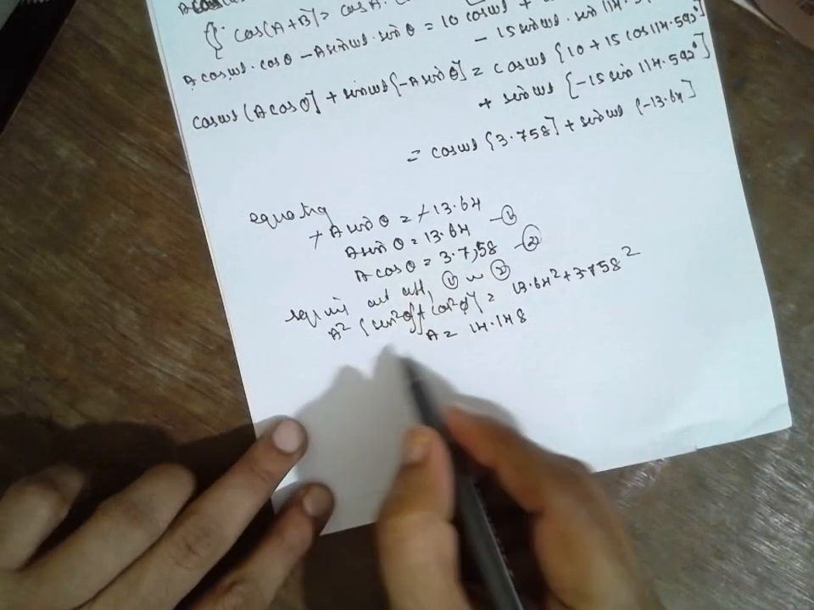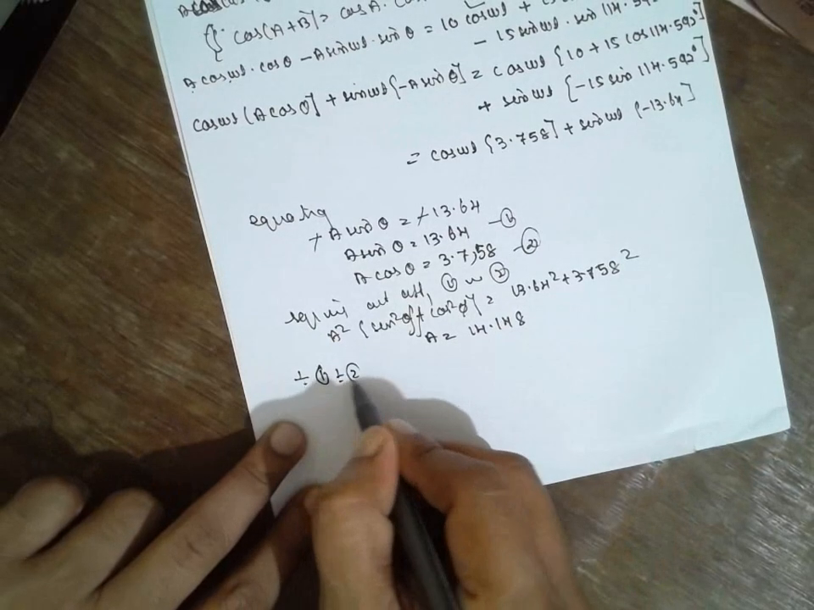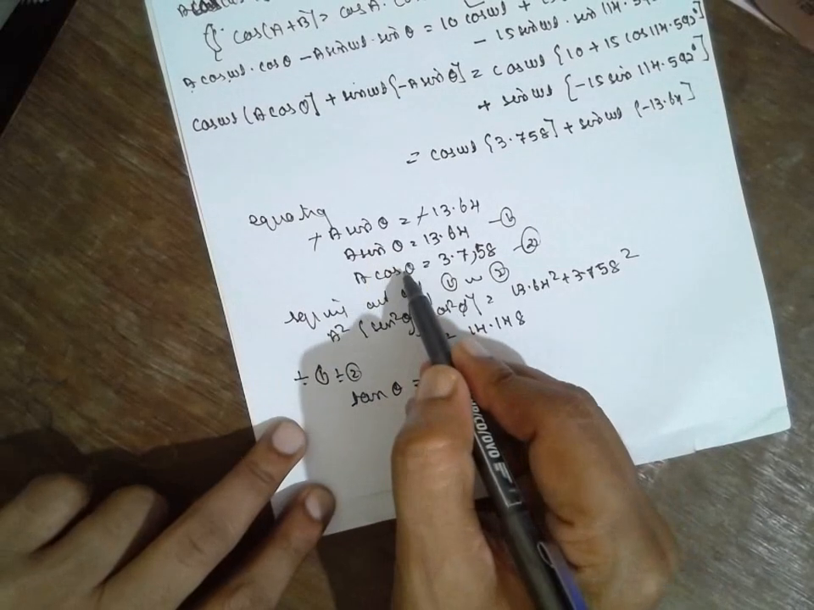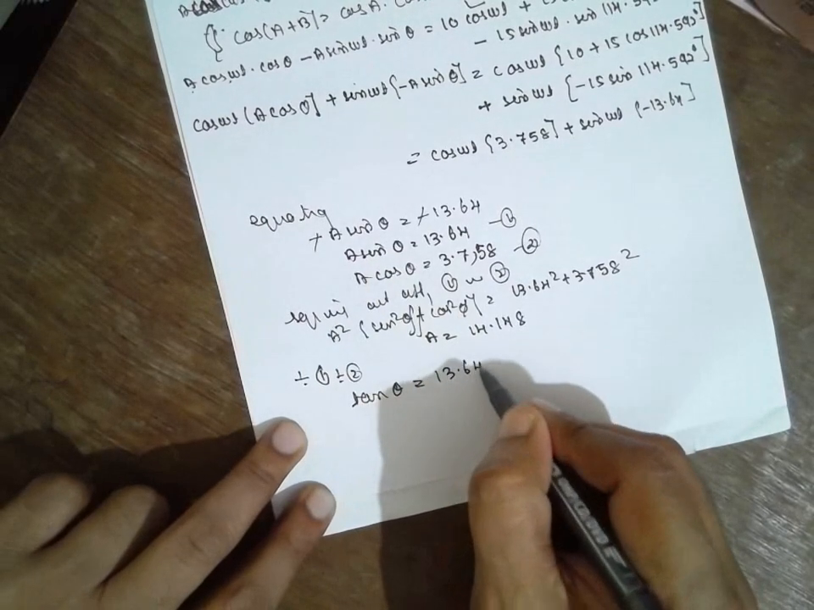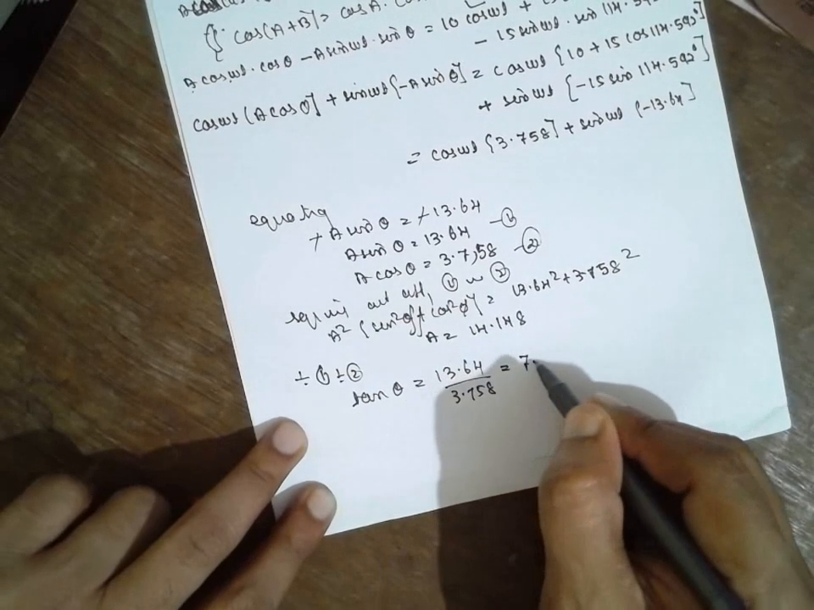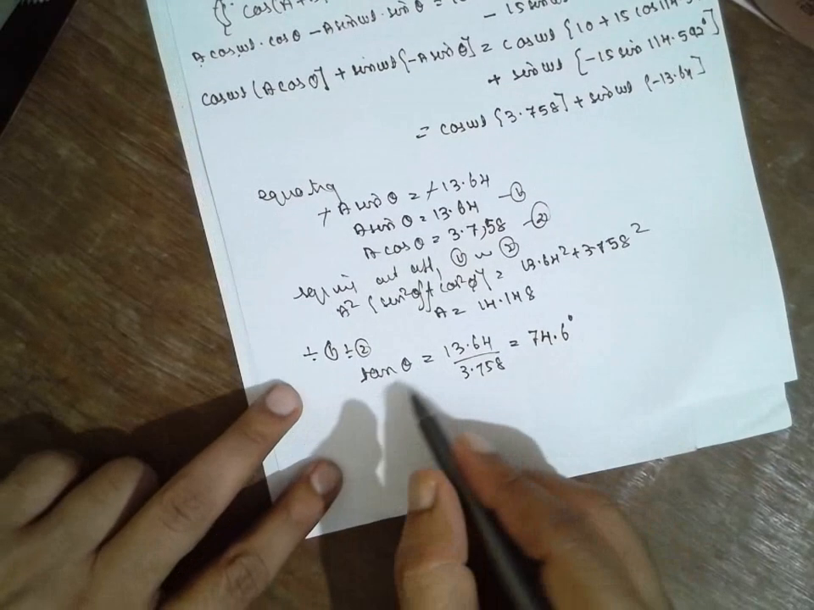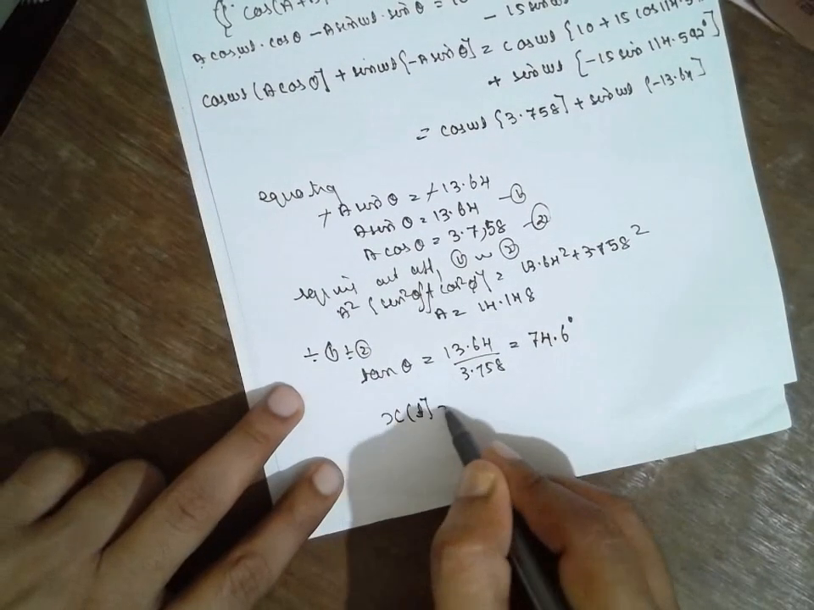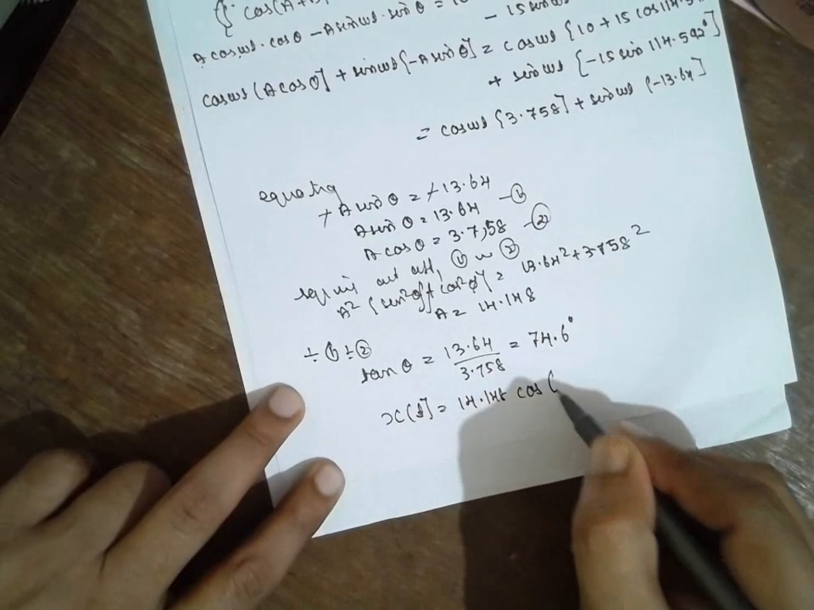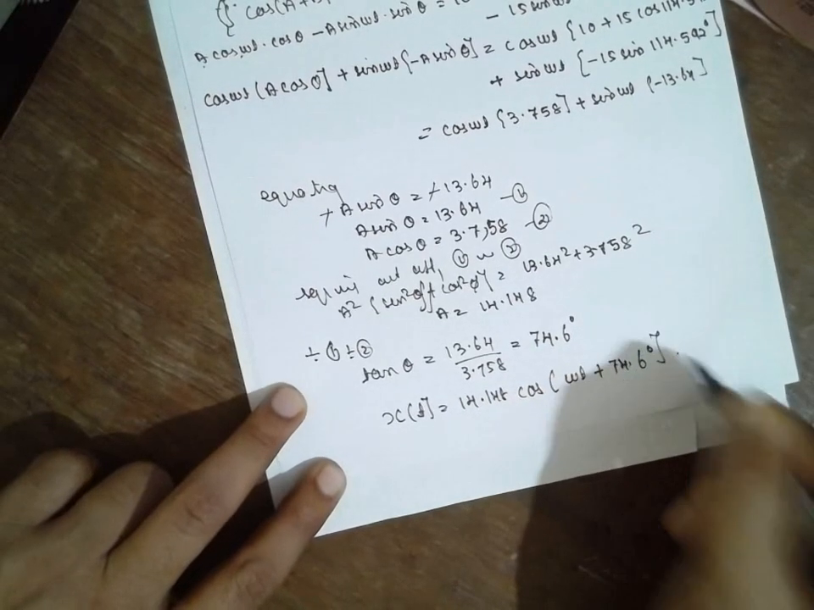Now divide equation 1 by 2. That means tan theta, which is sine by cos, is 13.64 divided by 3.758, and the theta value will be 74.6 degree. And the resultant can be obtained as x(t) equal to 14.148 cos(omega t plus 74.6 degree). This is the analytical method.